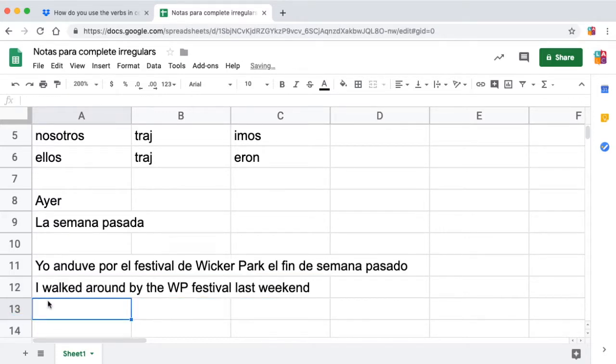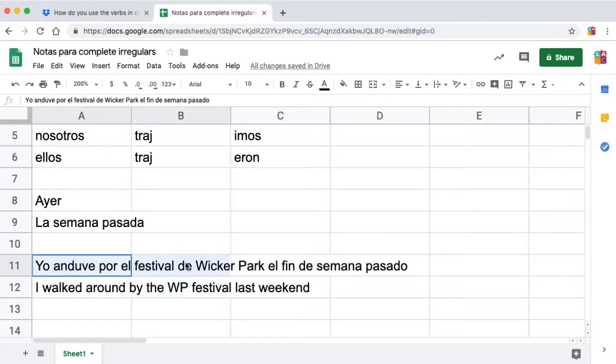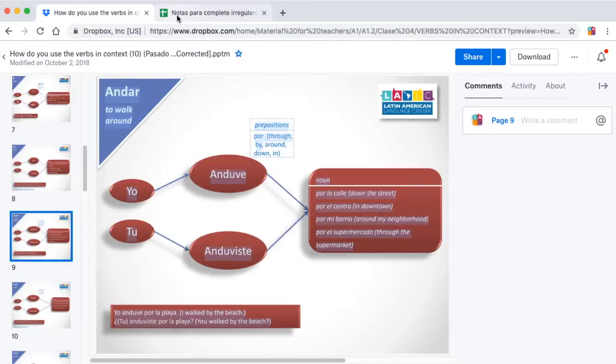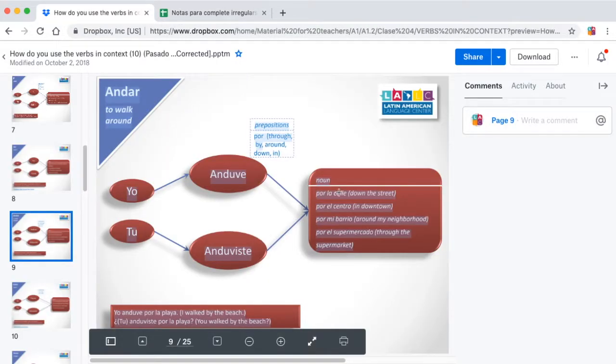And you were around that area. Or even if you walk by, anduve por, it looks like you walk around more, you stay a little bit longer. If not, it's pasar por, which means pass by. But you see, anduve por la calle, I walk down the street, I walk around the street, anduve, okay?